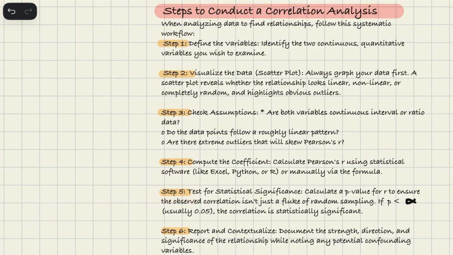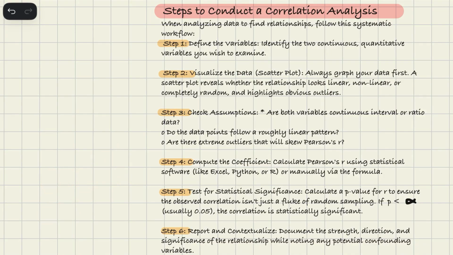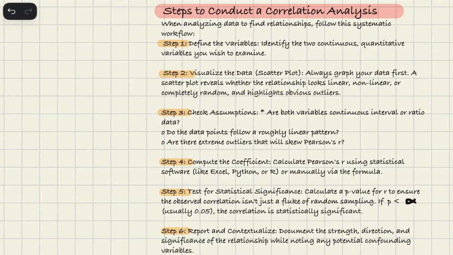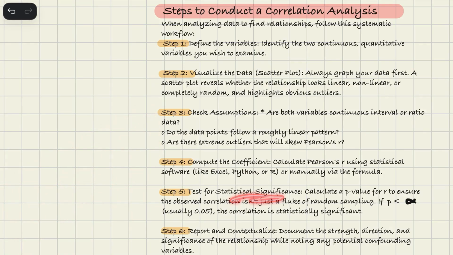And then we have step 5, where we test for the statistical significance. This is the step students often forget. Just because you get an R equal to 0.4 doesn't mean that it's real. It could be random luck as well, right? So you must calculate the p-value for the R, and if the p-value is less than 0.05, then you can confidently state that the correlation is statistically significant, right?